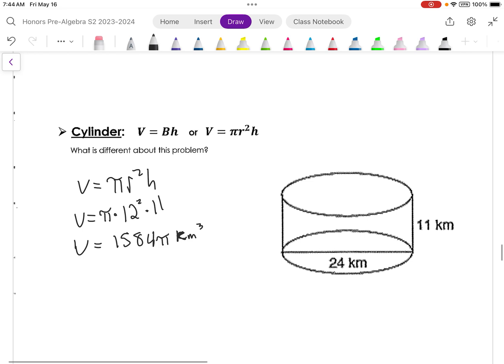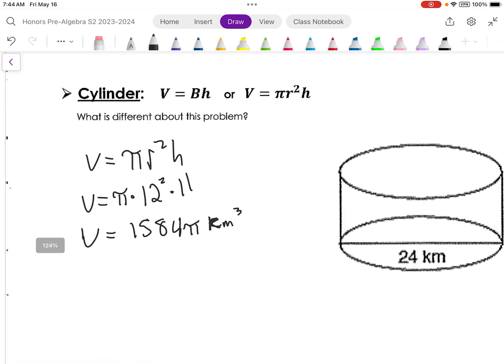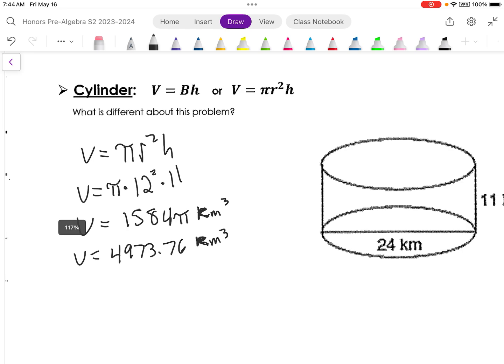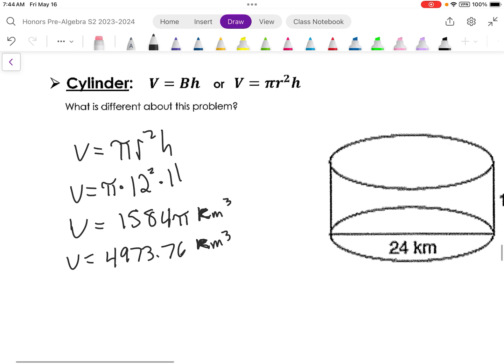And again, I left mine in terms of pi. If you did not leave yours in terms of pi and you wanted to multiply by 3.14, you would have gotten 4,973.76 kilometers cubed. And that's how you would do this one. Just make sure you read the directions. If it asks for the exact, you'll want to leave it like this. And if it asks for the estimated, you would write it as the second one.